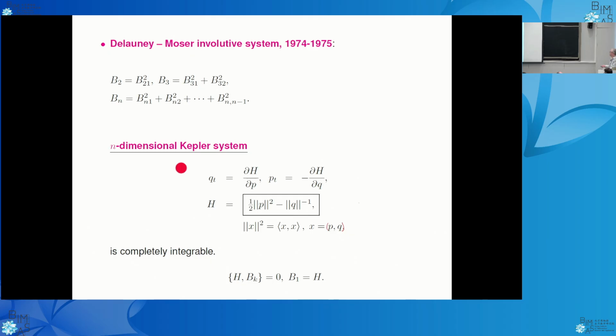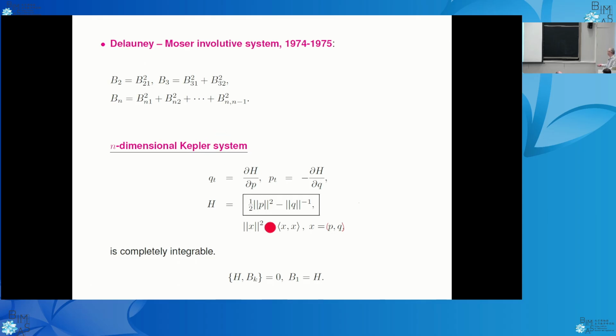It is used a lot in theoretical physics and astrophysics. In this system, H is defined by the squared norm of P and the reciprocal of the norm of Q. So this is a Hamiltonian system, and it is integrable. We can verify that by verifying the Liouville condition, which means you need to find a system of independent functions which are in involution.